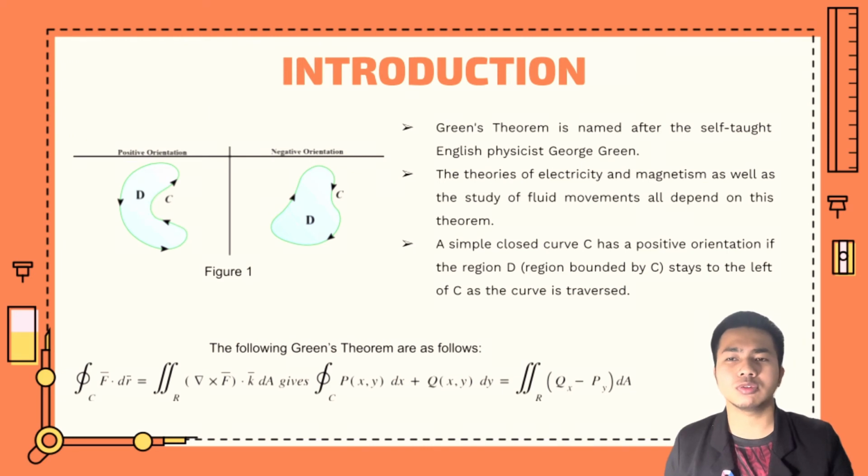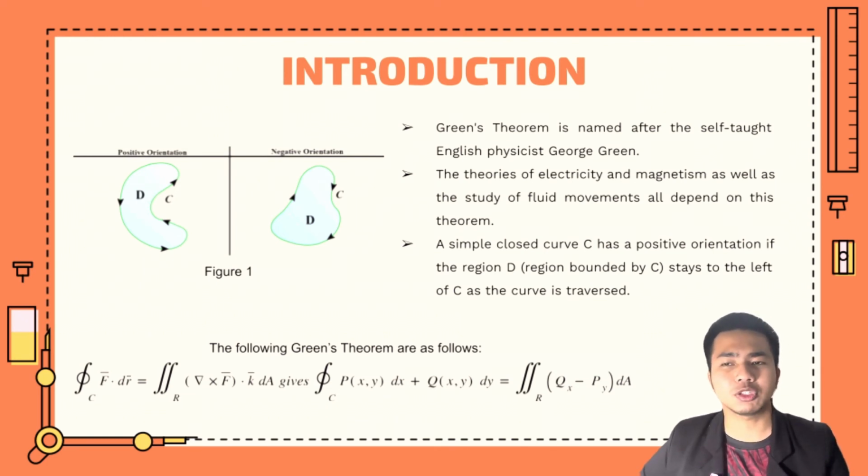For the first part, the introduction. According to Stewart 2016, Green's theorem is named after the self-taught English physicist George Green, from 1793 until 1841. The theories of electricity and magnetism, as well as the study of fluid movement, all depend on this theorem.